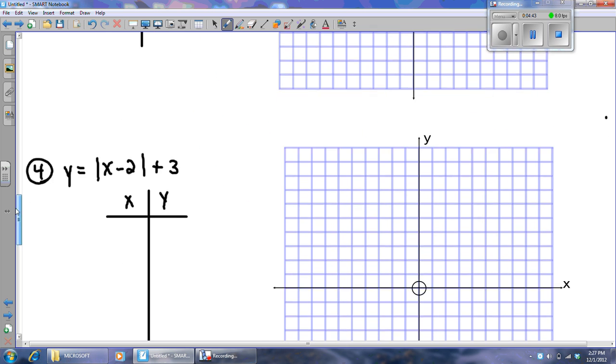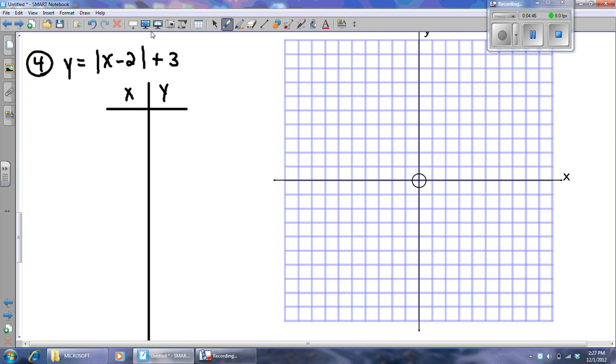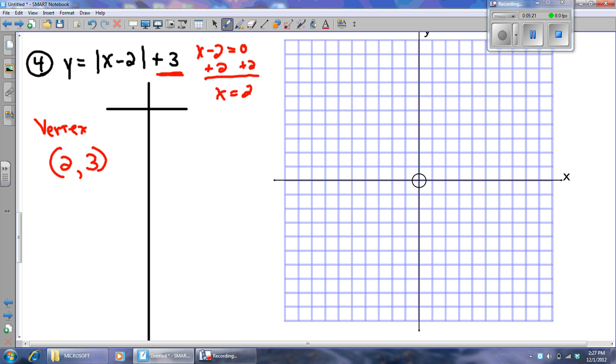So I'm not even going to make a t-table for this one. I'm going to see if, first of all, I can find my vertex. If I can find my vertex, this might be super easy to do. Well, I remember the y-coordinate of the vertex is sitting right there. The x-coordinate of the vertex, I need the inverse of the number inside the absolute value. I need what makes x minus 2 equal to 0. If I solve for x, I get x equals 2. There's my vertex.